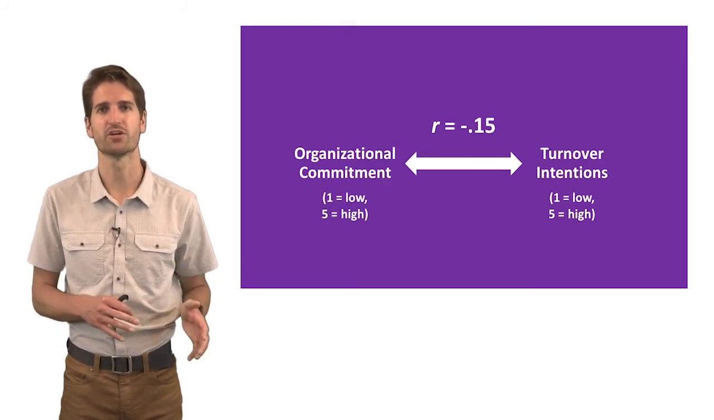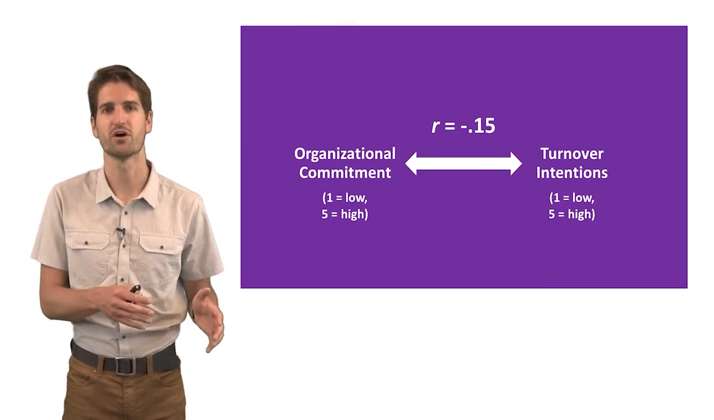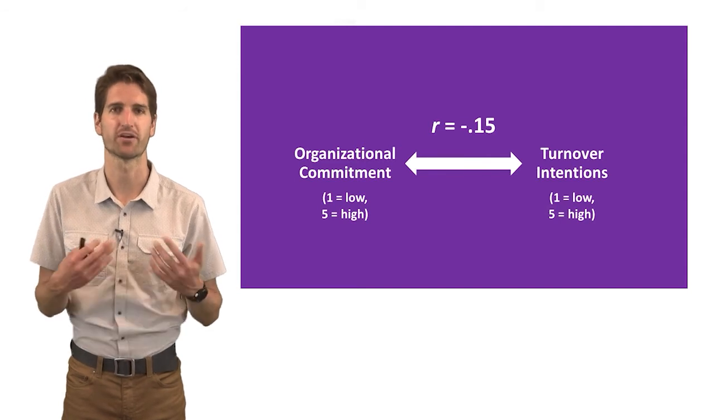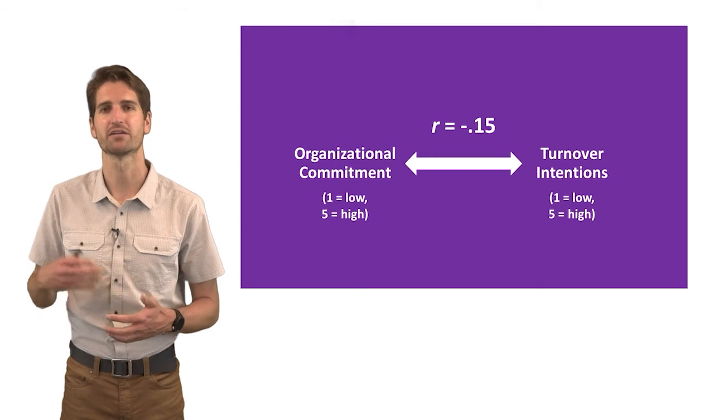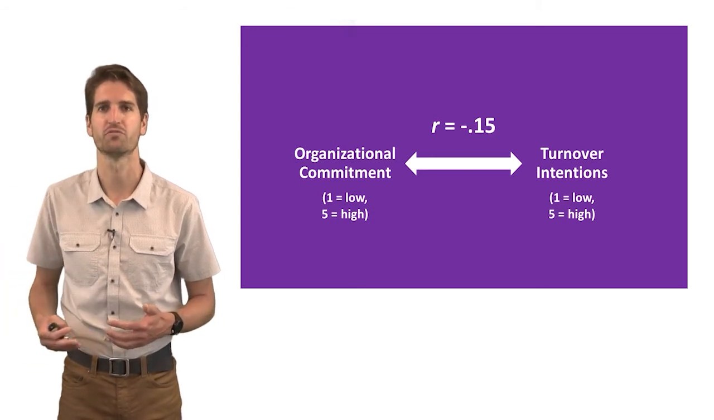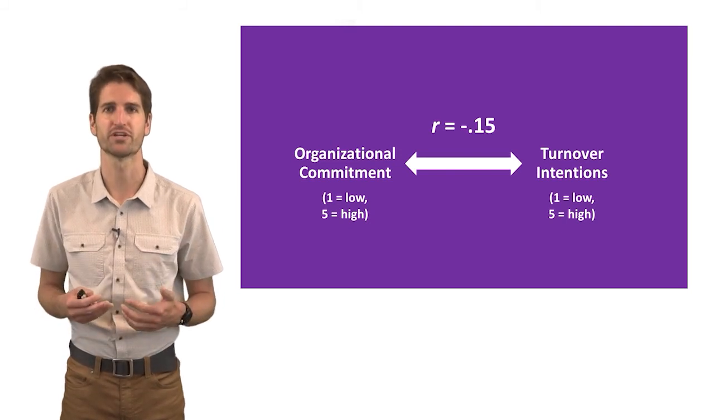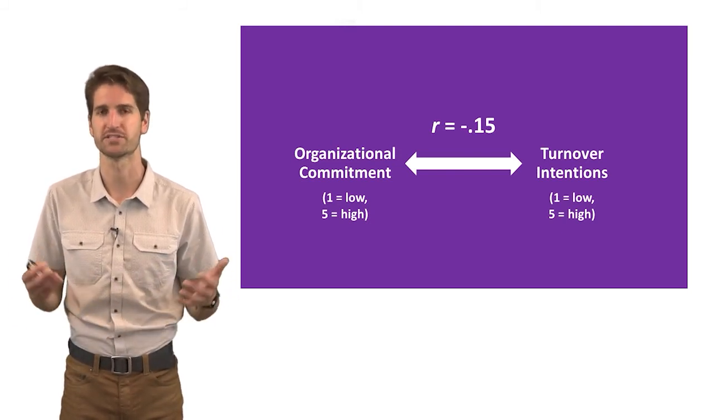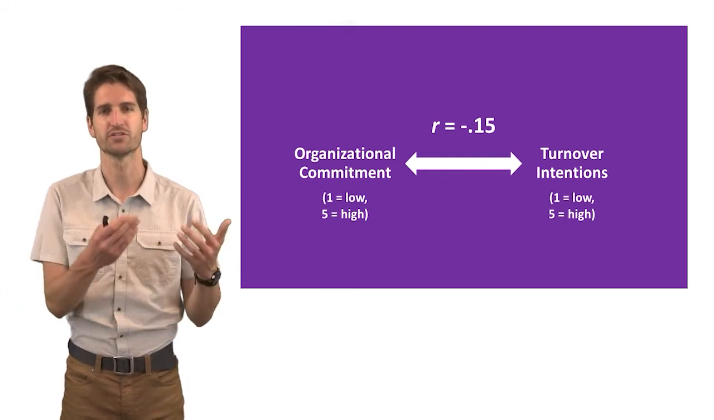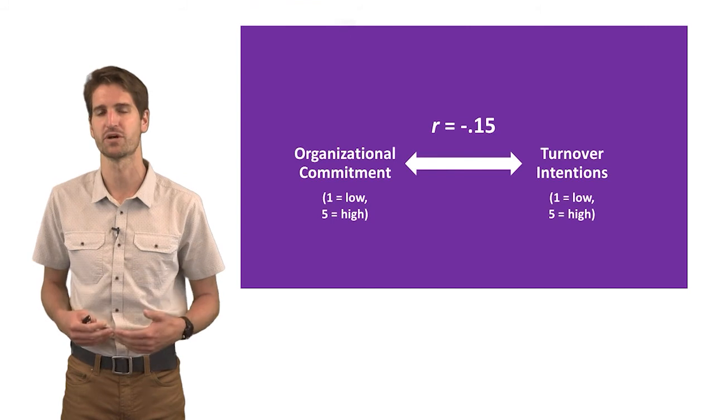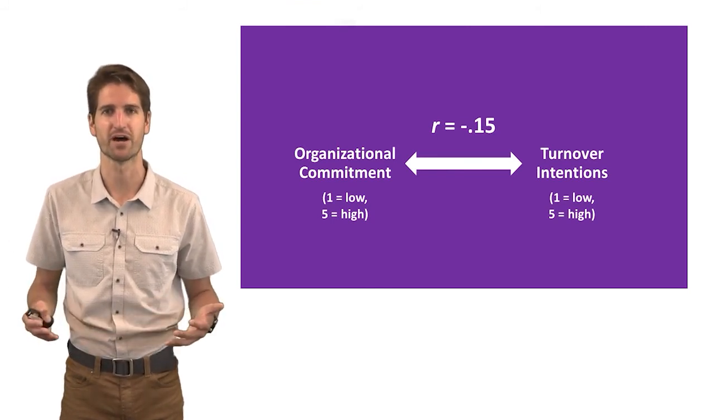Now let's do one more example here. Here we're looking at the correlation between organizational commitment, rated with 1 equals low and 5 equals high, so higher values mean higher commitment, and turnover intentions, where 1 equals low and 5 equals high, where higher levels mean people feel greater intention to leave the organization or to quit. Here we see a correlation of negative 0.15. Let's assume this is statistically significant. So how would you describe this relationship, both to someone who has statistical knowledge as well as to someone you would meet on the street that doesn't necessarily have that statistical know-how?